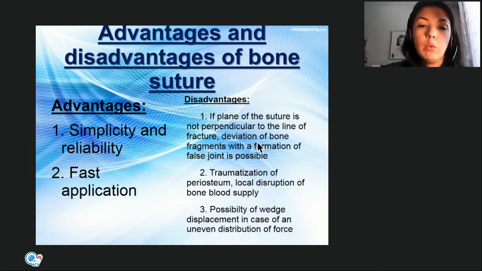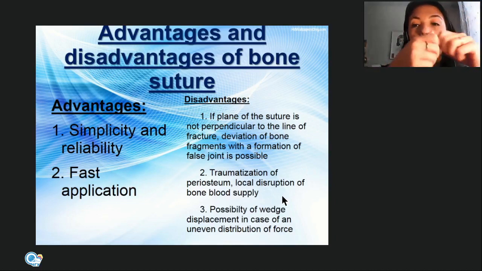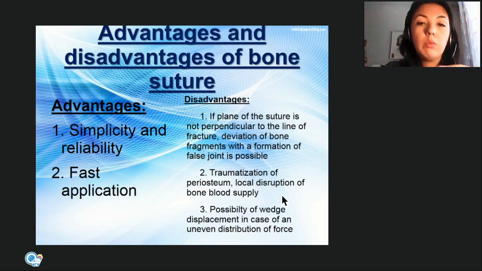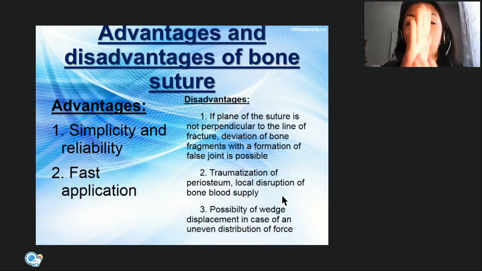Traumatization of periosteum and local disruption of bone blood supply. It's clear why: because we insert the needle, we pass through the periosteum, and when we tie a knot, we compress the periosteum. So certainly it is an unavoidable disruption of blood supply.